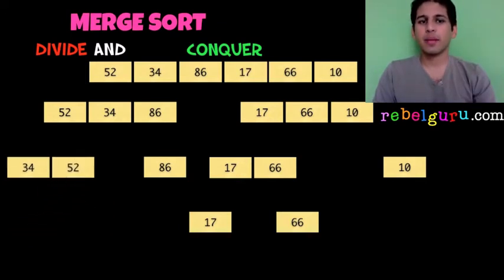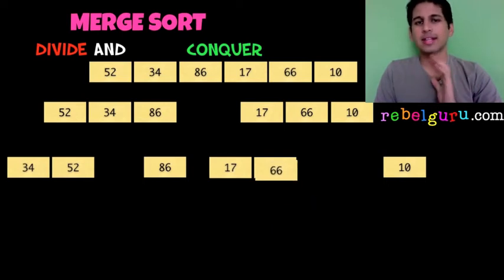Then which is the smaller element? 52, because the 34 array is already finished. There are no more elements left. So then we choose 52. Same with 17 and 66. Left hand side 17, right hand side 66. Which is the smaller element? 17. Choose it. Then 66.